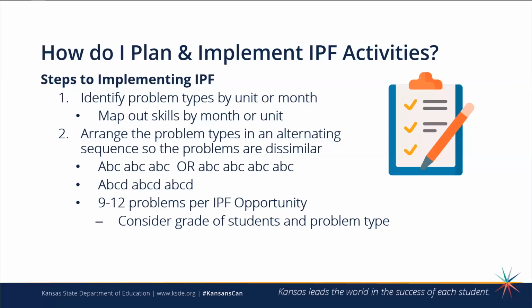Now, when we look at this here, how do we plan and implement this? Well, the first thing that has to happen is you need to list out your skills and concepts by month. So use your curriculum map, get into that chapter. What are the kids learning by month? Then you need to start looking at the problems and identifying which 3 or 4 are dissimilar and then grouping them together in 9 to 12 problem sets.